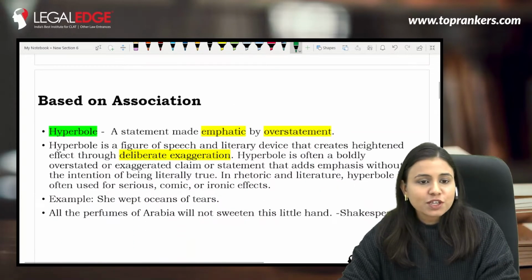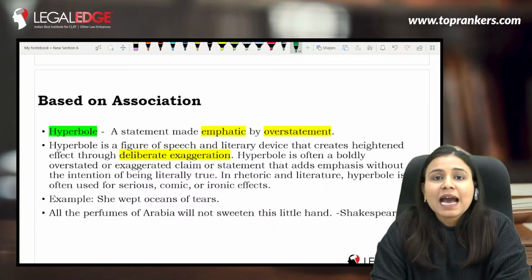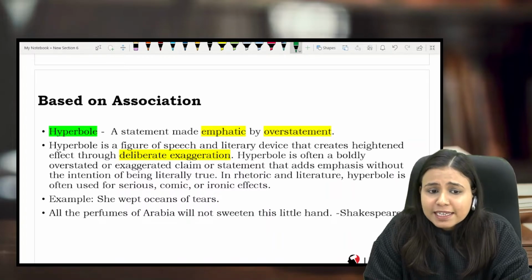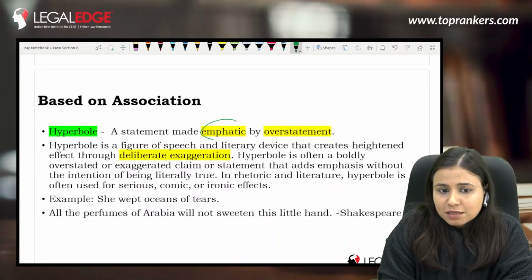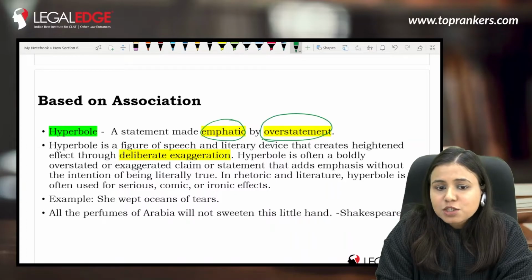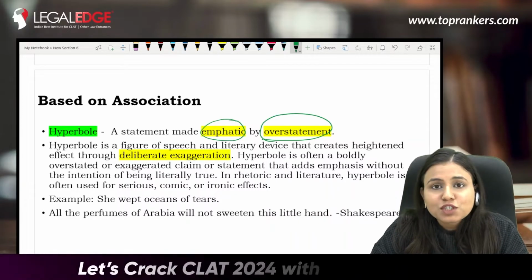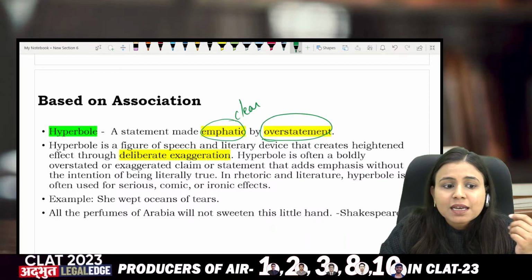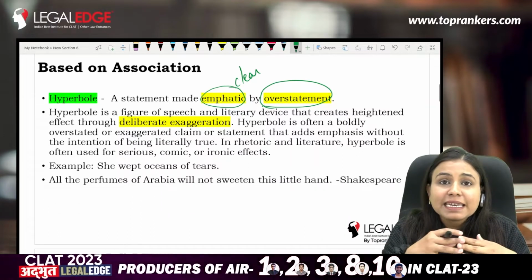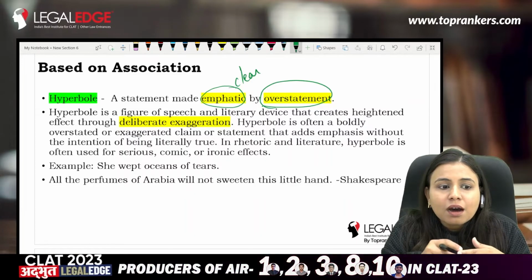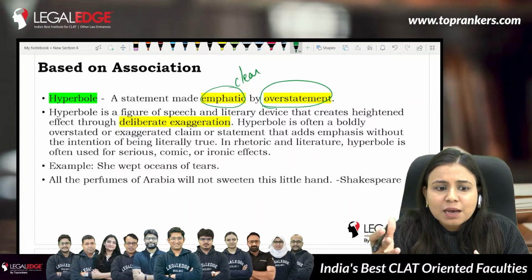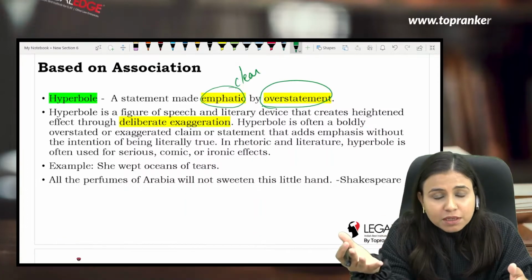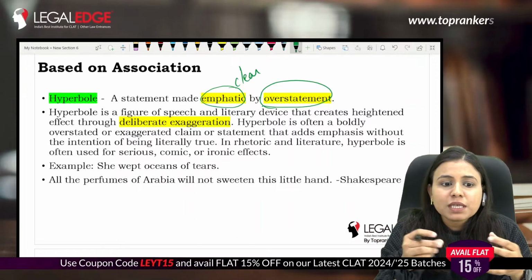So, the very first figure of speech based on association we have is hyperbole. Now, this particular figure of speech means a statement made emphatic by overstatement. That means you are trying to say more than is necessary to make your point clear. Emphatic is to make something clear, right? So, it is using a deliberate exaggeration. It is used for creating some sort of comic effect, making you realize the gravity of something when it is serious, or to give you some ironic effect.